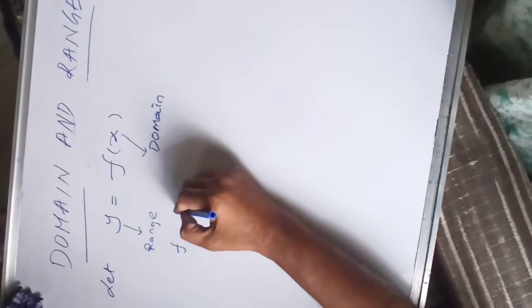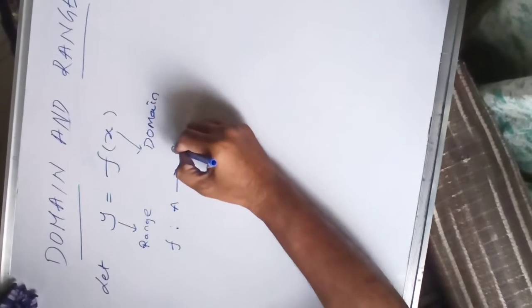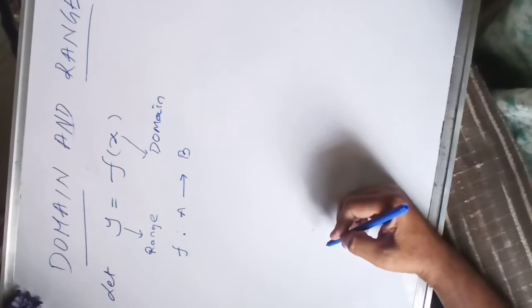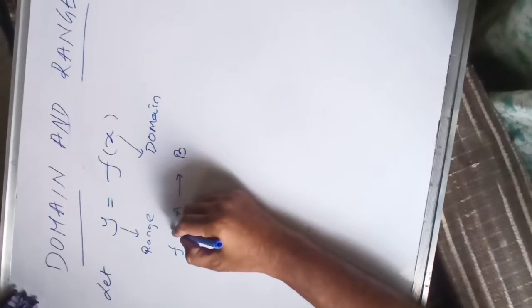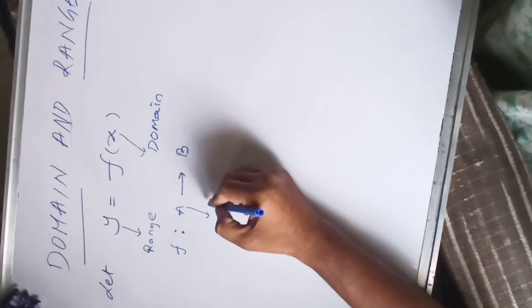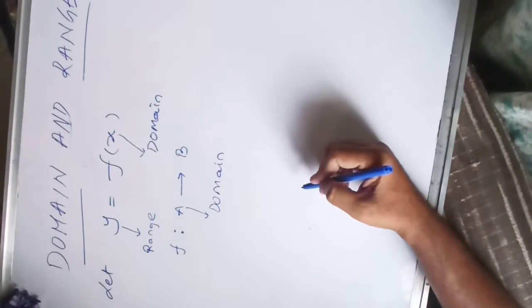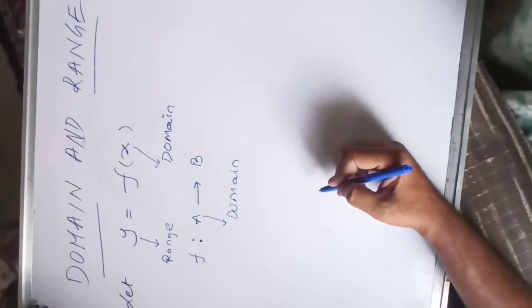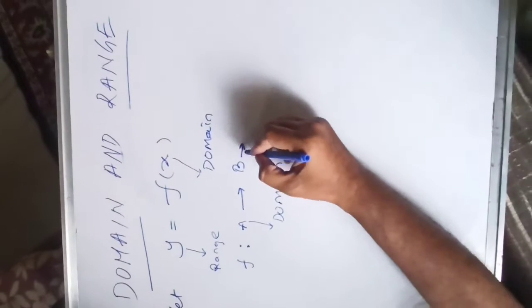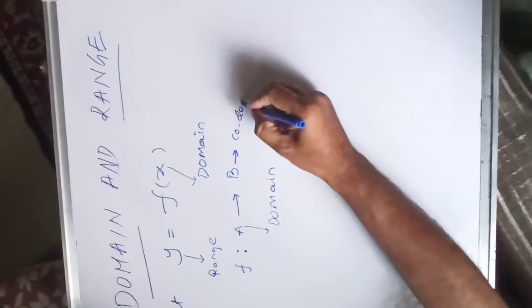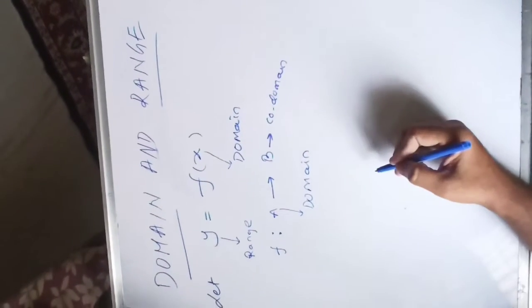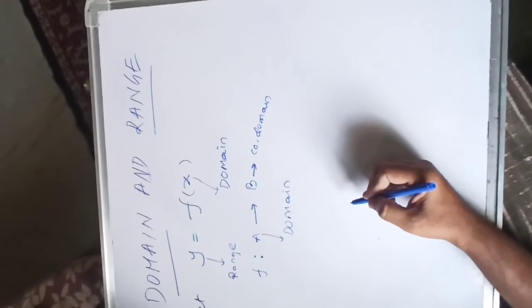Suppose you define the function f from A to B. Then A we call the domain. Okay, A is the domain. And this B we call the codomain. This is the codomain.